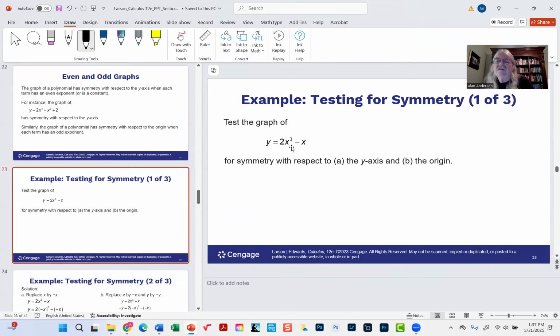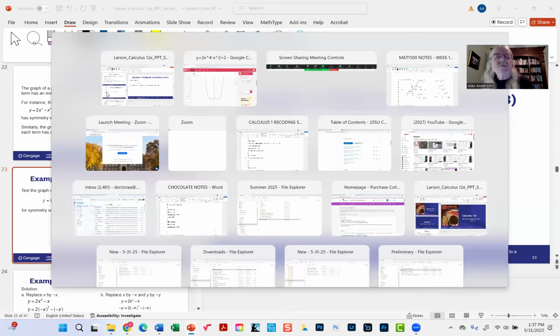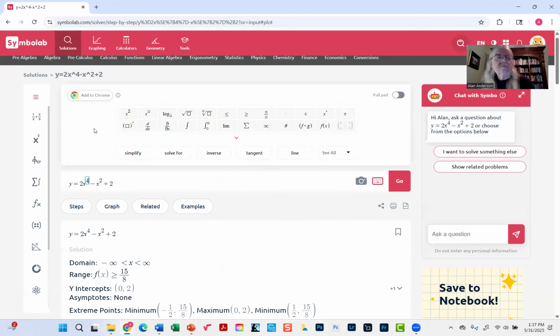Now this one is different because the highest exponent is an odd number. When that happens, you're more likely to run into symmetry with respect to the origin, not from left to right or from top to bottom. You're most likely to encounter symmetry between the two opposite quadrants, or in other words, with respect to the origin. So 2x cubed minus x looks like this.